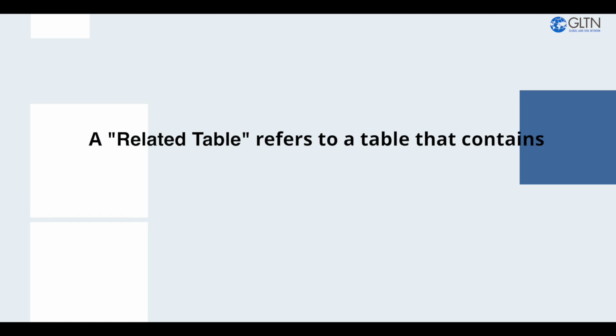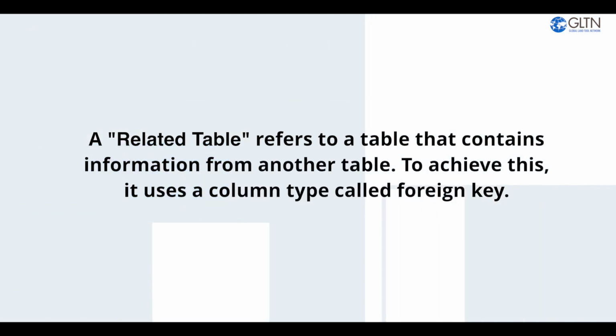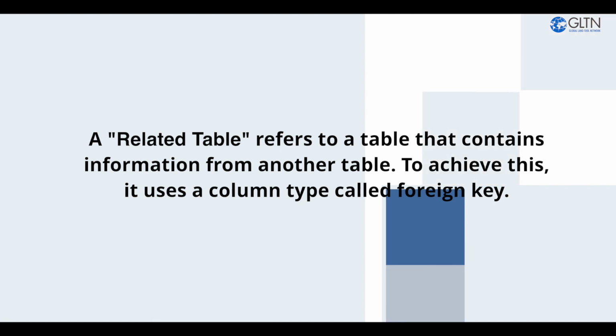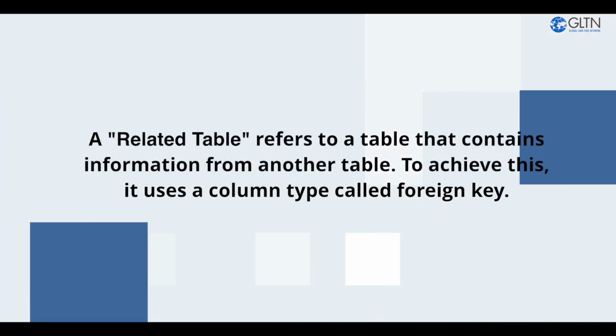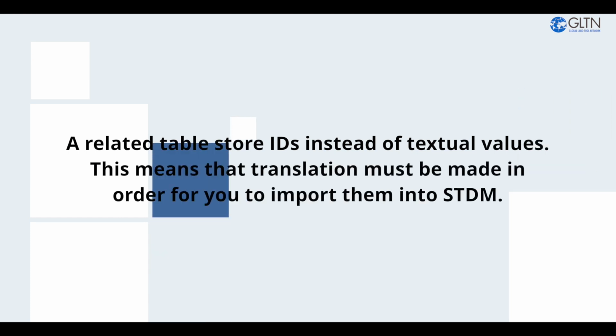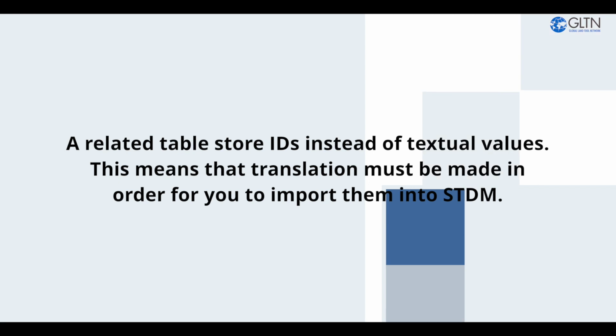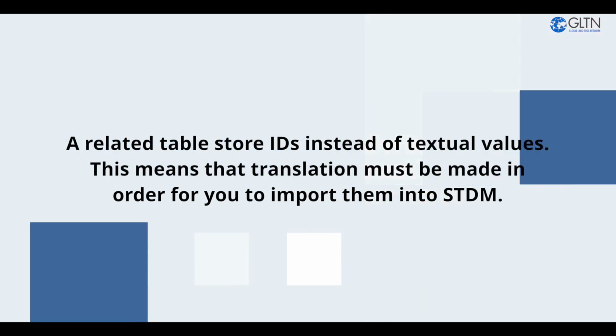A related table refers to a table that contains information from another table. To achieve this, it uses a column type called foreign key. A related table stores IDs instead of textual values. This means that translation must be made in order for you to import them into STDM.